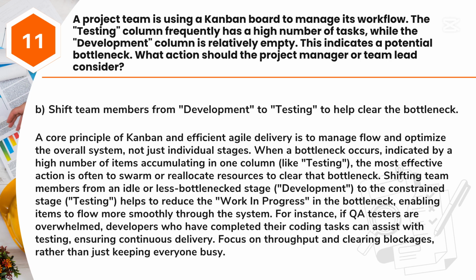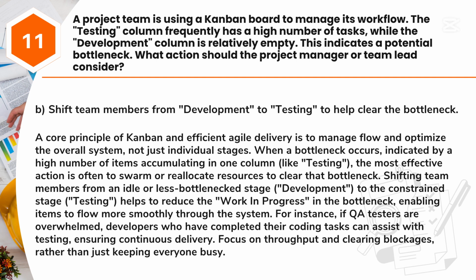Answer: B. Shift team members from development to testing to help clear the bottleneck. A core principle of Kanban and efficient Agile delivery is to manage flow and optimize the overall system, not just individual stages. When a bottleneck occurs, indicated by a high number of items accumulating in one column, like testing, the most effective action is often to swarm or reallocate resources to clear that bottleneck.